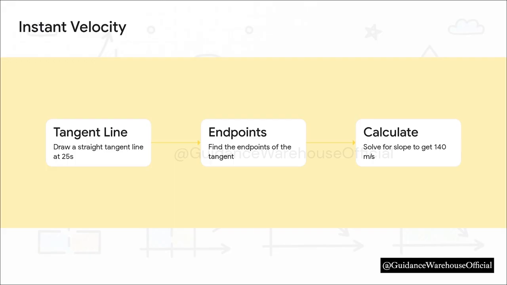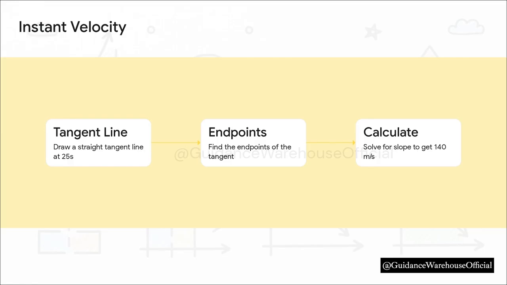Step 1. We go to our curved displacement graph and draw a straight tangent line grazing the curve exactly at t equals 25 seconds. Step 2. We find the endpoints of that new straight tangent line. Looking at our graph, the line extends from 19 seconds at 1,300 meters up to 32 seconds at 3,120 meters.